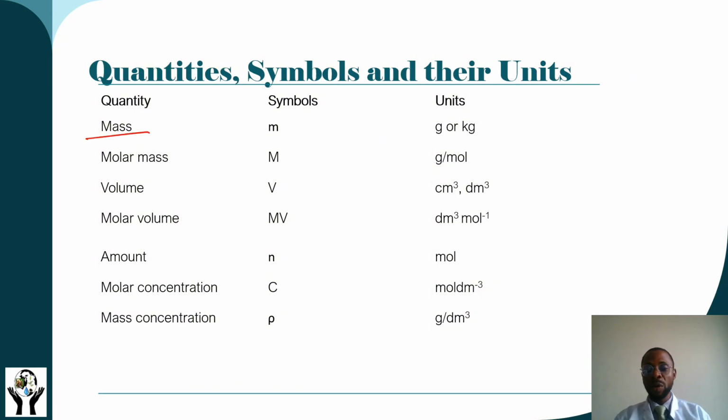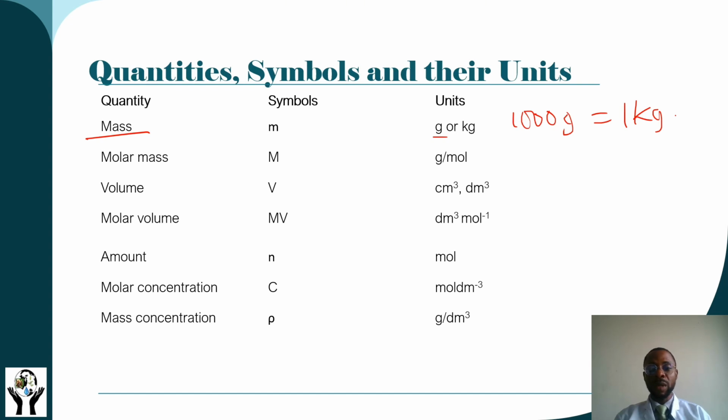Mass is a very common quantity. The unit is gram or kilogram. As far as calculation in chemistry is concerned, we always base our calculations on gram. So even when you are given the value in kilogram, you convert to gram, knowing that 1,000 grams equals 1 kilogram. So you can always convert your value from kilogram to gram by multiplying your value by 1,000. Molar mass, as we talked about, the unit is gram per mole.